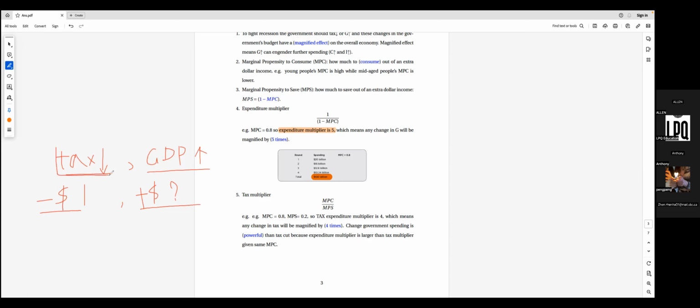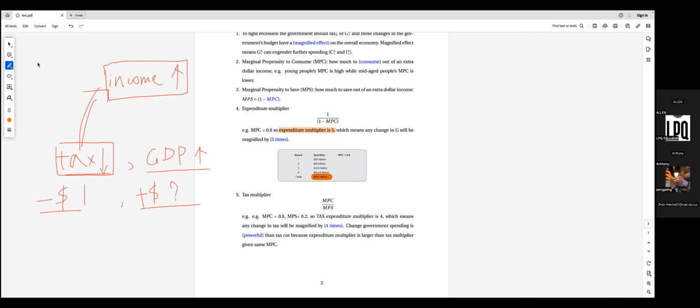If we cut tax, as we have discussed, that means people's income in your country increases. I guess you can understand this, right? If we cut the tax, people have more money left in their own hands. That means their personal income increases. Let's assume the number we use here is $20 billion.